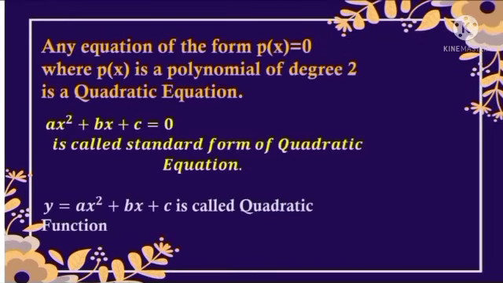Any equation of the form p(x) = 0, where p(x) is a polynomial of degree 2, is a quadratic equation. ax² + bx + c = 0 is called the standard form of a quadratic equation. If y = ax² + bx + c, it is called a quadratic function.